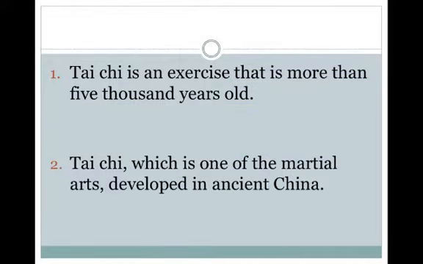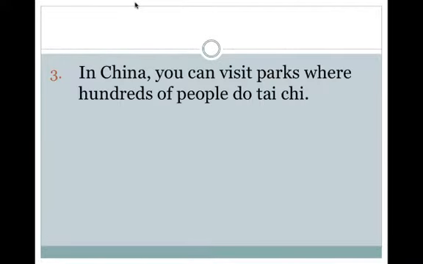Sentence 2, Tai Chi, which is one of the martial arts, developed in ancient China. The adjective clause is actually set off by commas in this sentence, which is one of the martial arts. Sentence 3, in China, you can visit parks where hundreds of people do Tai Chi. The adjective clause in this sentence is, where hundreds of people do Tai Chi.